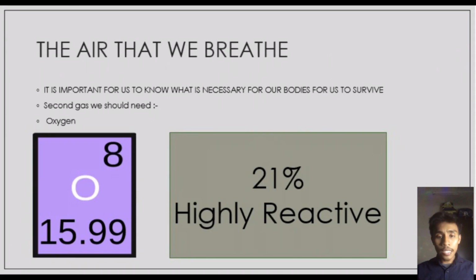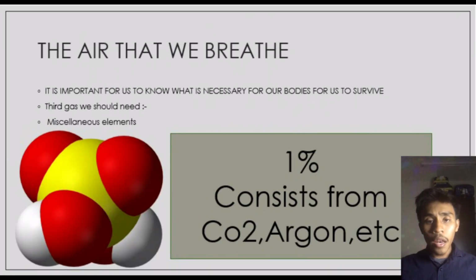Secondly is the oxygen. Oxygen is a highly reactive gas that we need. It makes up 21% of the air, which the body needs. Every tissue and every cell in the body needs a constant supply of oxygen to work properly. Oxygen gets into our cells and tissues via the lungs. And then about 1% is miscellaneous elements floating around, like carbon dioxide, argon and etc.